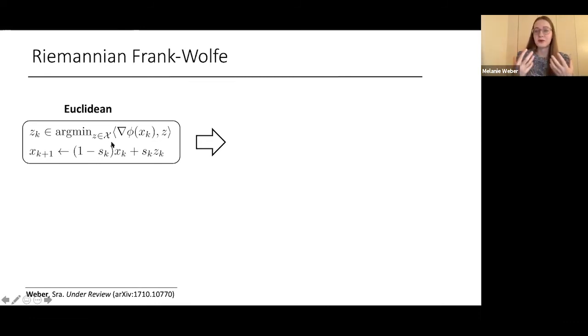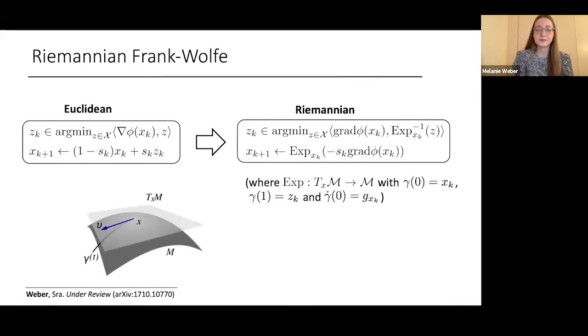So now to generalize that algorithm to Riemannian spaces, we have to look at the two core components of that algorithm: the subroutine, the linear oracle, and also this interpolation step that computes the update. So in Riemannian spaces, we evaluate the Riemannian gradient instead of the Euclidean gradient to find a feasible descent direction. And then instead of performing these linear interpolations, we look at geodesics.